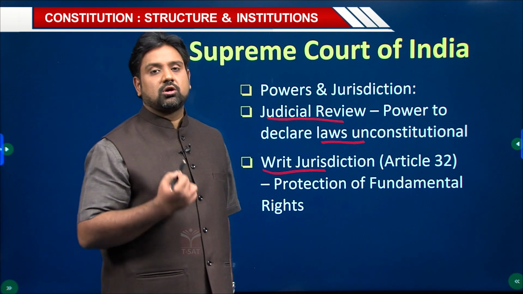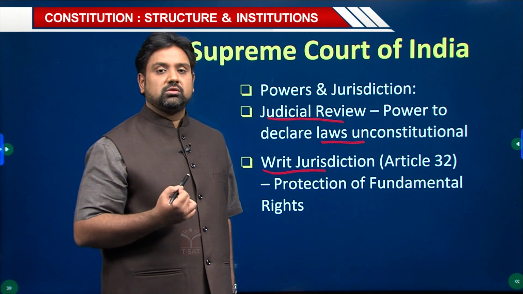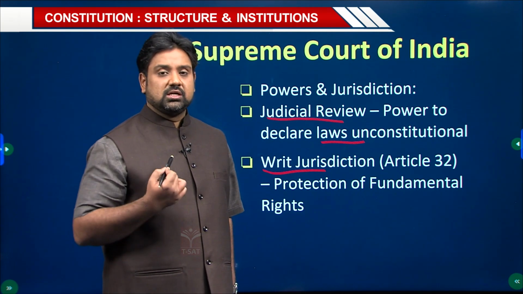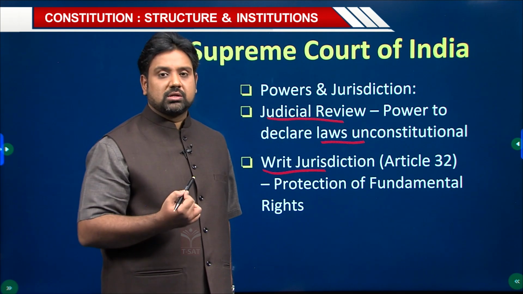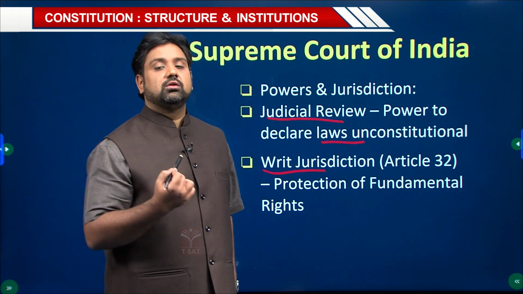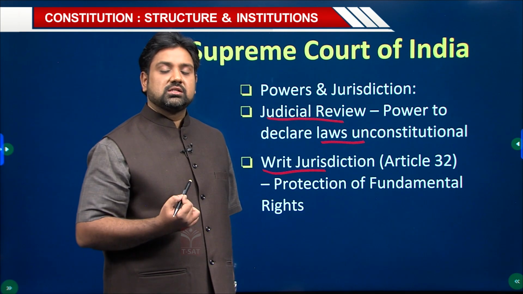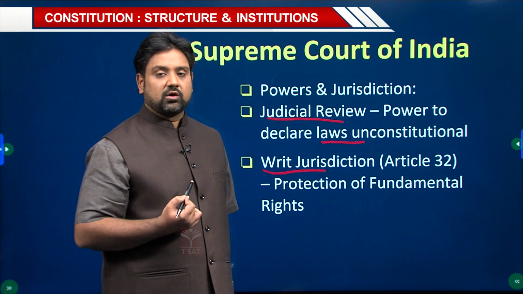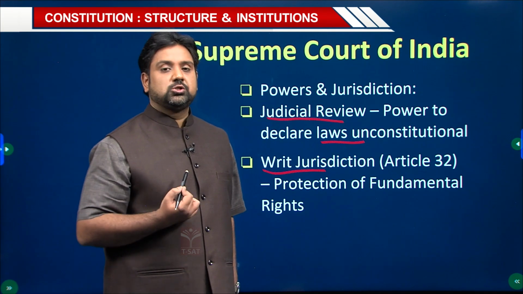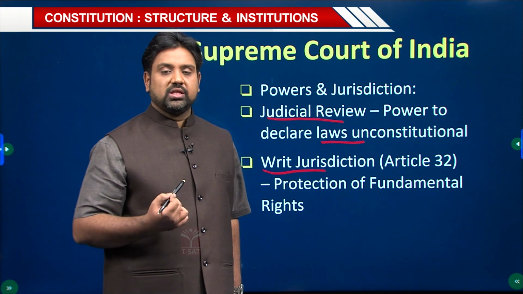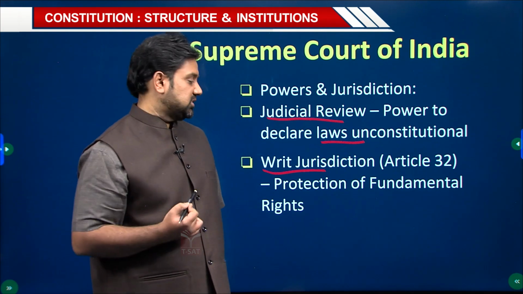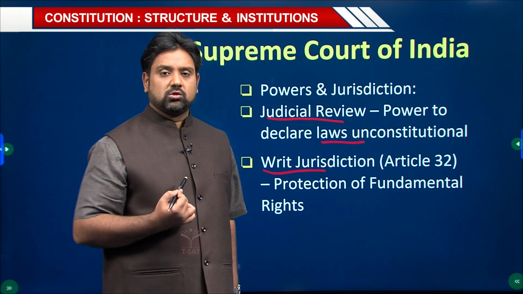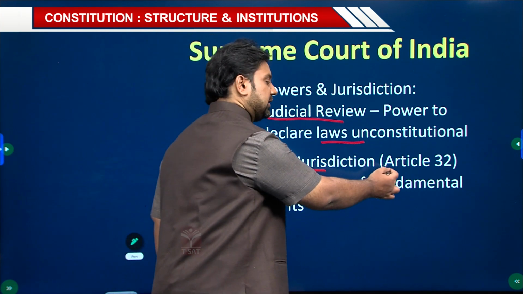Writs such as habeas corpus, which is issued to secure the release of a person who has been detained illegally. Then writ of mandamus, directing a public authority to do something or refrain from doing something. Then you have writ of quo warranto, which is issued against a person occupying a public office without any authority. Then certiorari and prohibition, issued against the lower courts when they exceed their jurisdiction or powers. So, these kinds of writs can be sought from the Supreme Court of India directly by invoking Article 32.